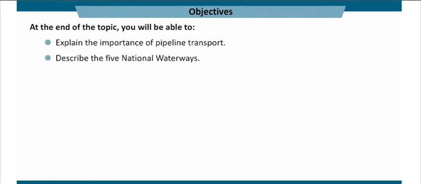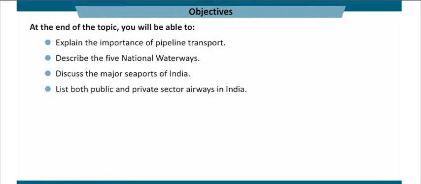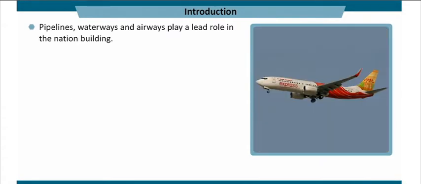At the end of the topic, you will be able to explain the importance of pipeline transport, describe the 5 national waterways, discuss the major seaports of India, list both public and private sector airways in India. Pipelines, waterways and airways play a lead role in nation building. They help in the trade development of a country.